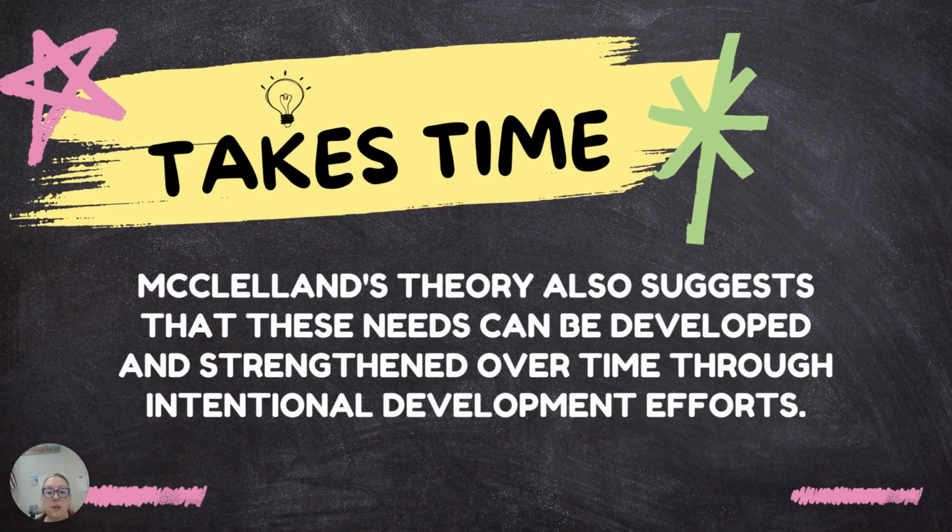But McClelland wants us to know that this does take some time. So you're not just going to walk in and say, hey, let's do this, right? You're going to have to get to know your employees a bit to know which of the three areas they fall in terms of being motivated. McClelland's theory suggests that these needs can be developed and strengthened over time through intentional development efforts. So that means that you're going to foster that. And just because you give somebody with a high need for power a leadership role doesn't mean that they're automatically going to get motivated, right? It may take some time for them to feel appreciated by their manager, so that they want to do a good job.